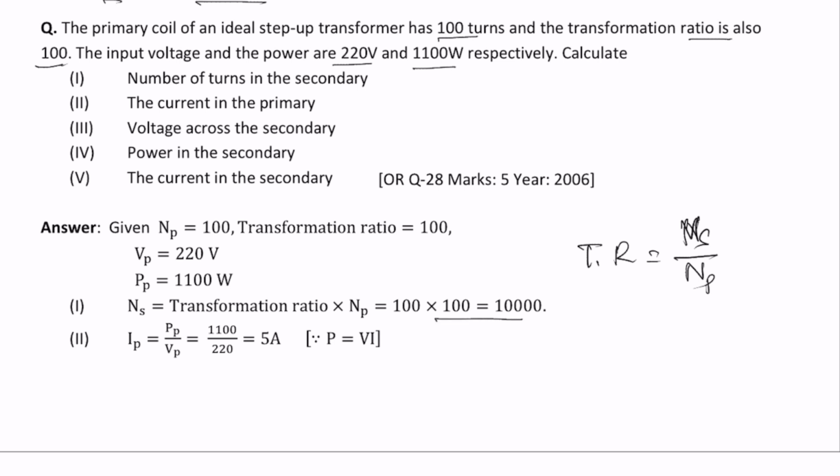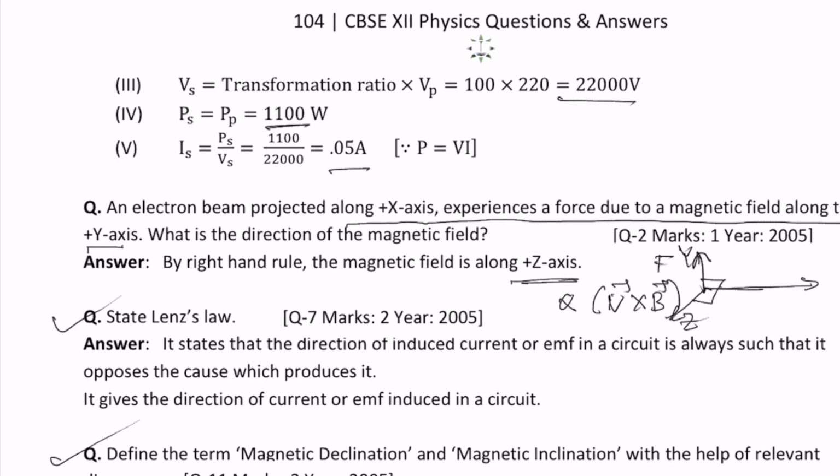Similarly, the power is equal to current into voltage, correct? So the current will be power divided by voltage. This can be obtained, correct? Voltage across the secondary: Vs by Vp is equal to the transformation ratio. So Vs is equal to Vp into the transformation ratio. Power across the secondary is the power across the primary because the transformer is 100% efficient. So the current across the secondary is power divided by voltage, 0.5 ampere, correct? Okay.